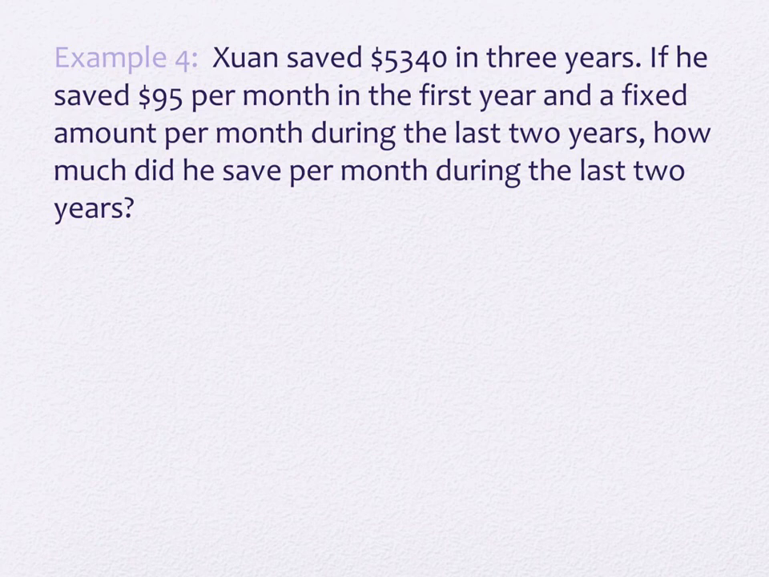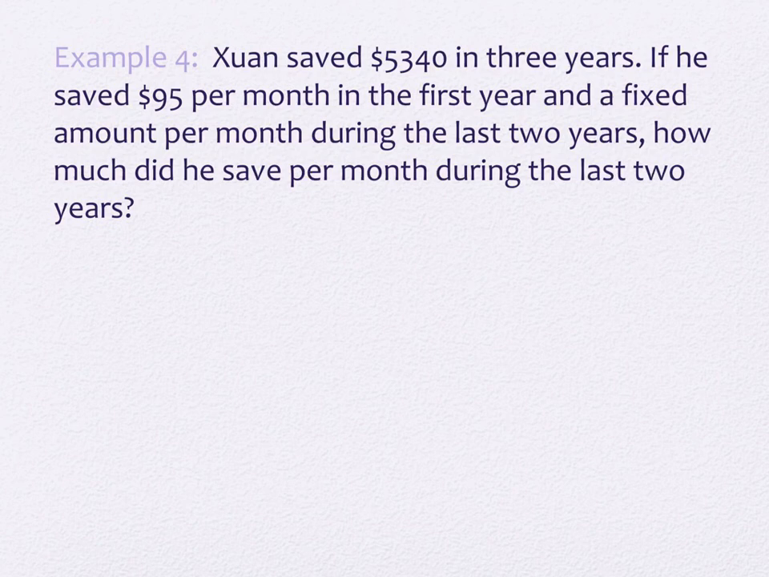Juan saved $5,340 in 3 years. If he saved $95 per month in the first year and a fixed amount per month during the last 2 years, how much did he save per month during the last 2 years? So this is a multi-step problem, and so we have to break down pieces of what we're trying to do. What's something that you see that we're going to have to do in solving this problem?